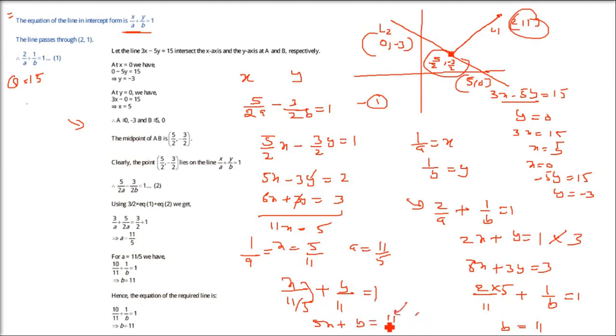So there are 2 methods. This is not the only method. You can use the 2 points and try to solve it, or the other method which I just told you. You can choose either of these. Either way, 5x plus y equals 11 will come, right?